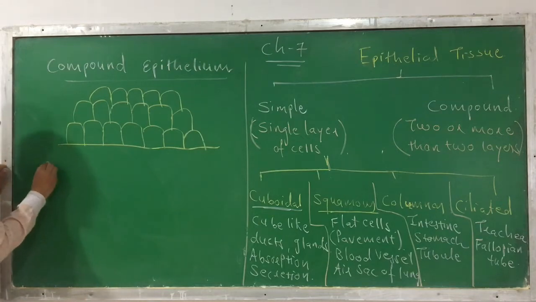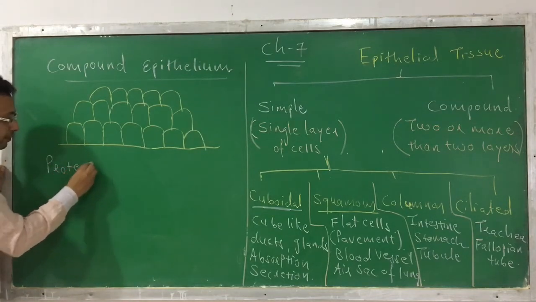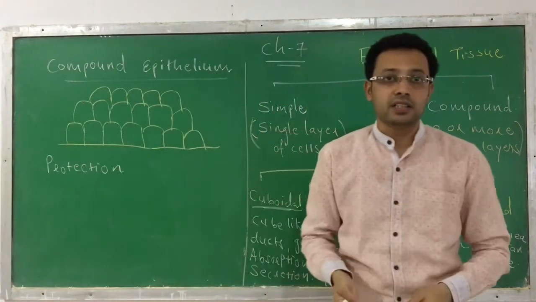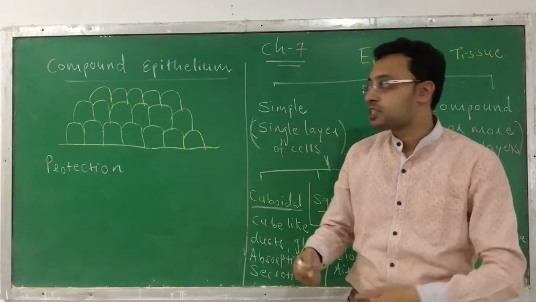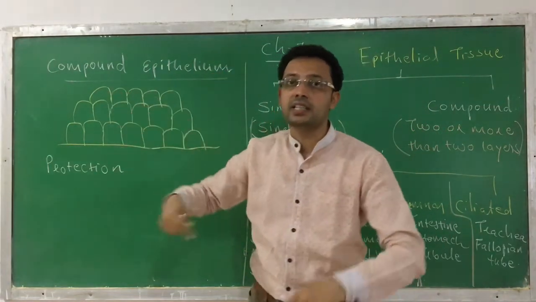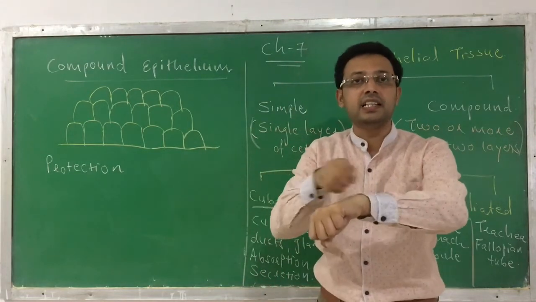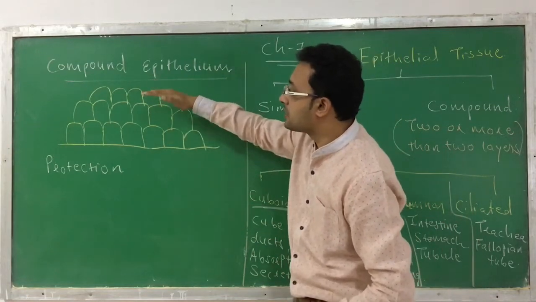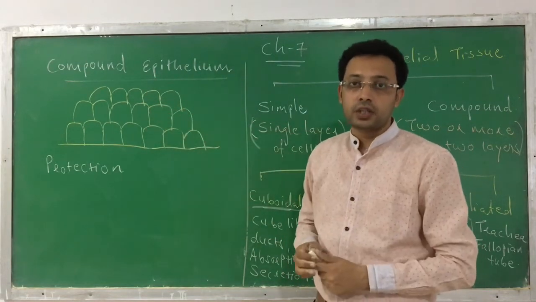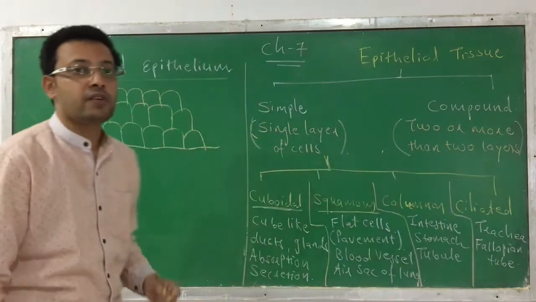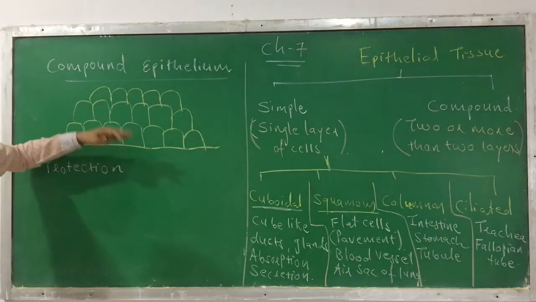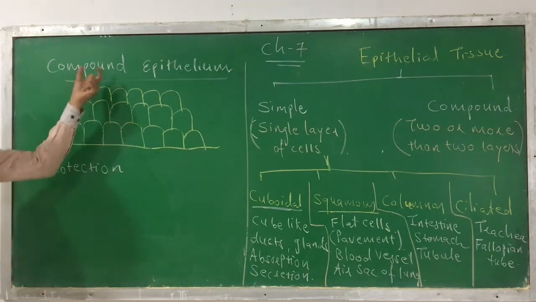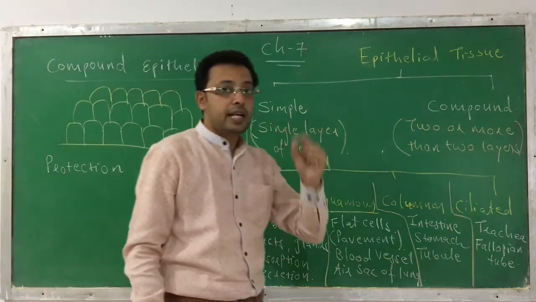And here the real purpose is protection. The upper layers usually get wear and tear, or get damaged. These upper surfaces can easily be damaged, like the skin. So the damaged cells can be replaced by the cells present beneath them. So this is the characteristic. They are responsible for protection. There are many layers, and as there are many layers, they are responsible for protection. So this is a characteristic of compound epithelium.